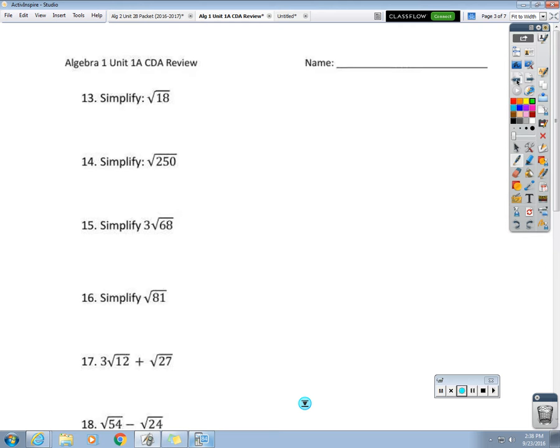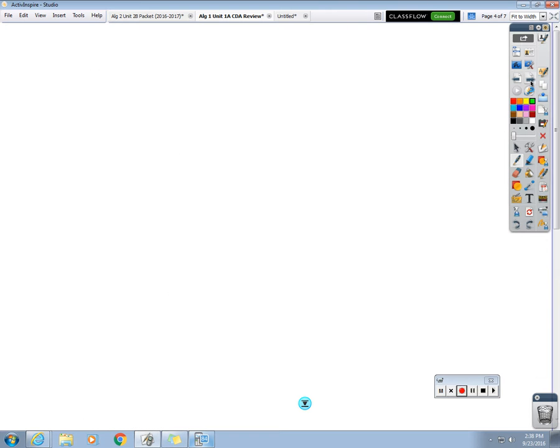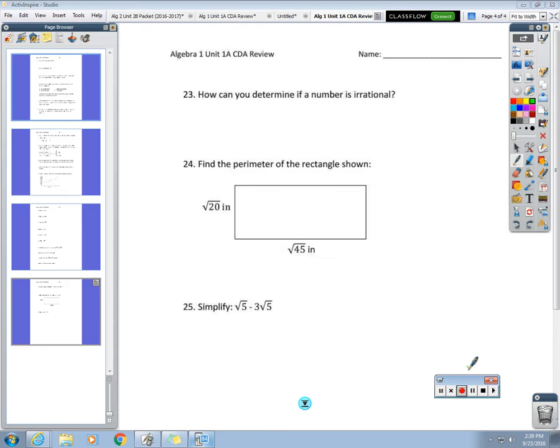Where's my last page? How can you determine if a number is irrational? Right. If the number does not repeat or terminate or become a fraction, it's irrational.